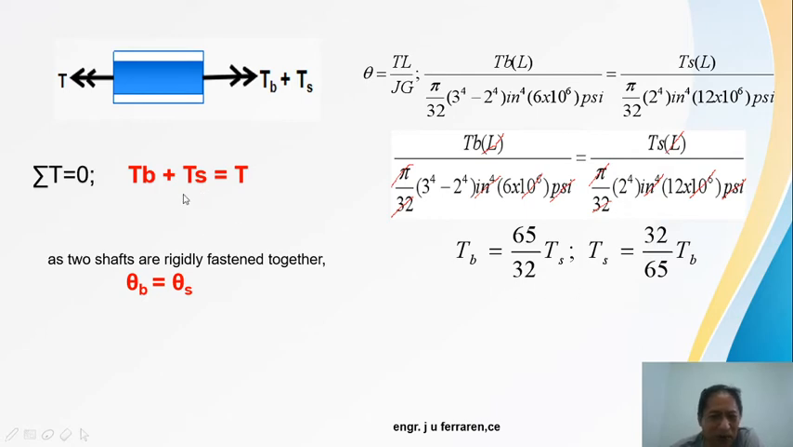I want to go back with this one. Now, maybe my TB and TS may be expressed in terms of one another, so I can have my T in terms of TB, I can have my T in terms of TS. Okay, so, ato ni kopyahon on the next slide.